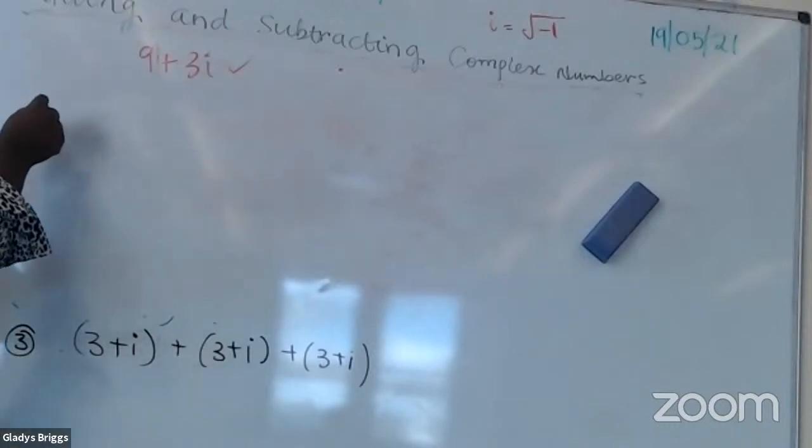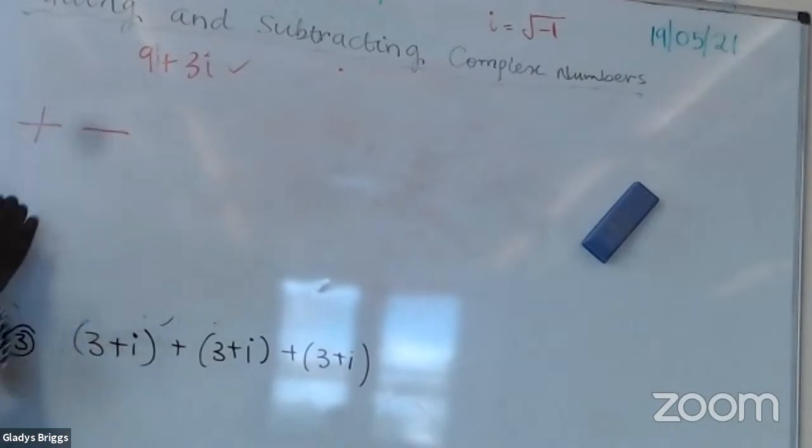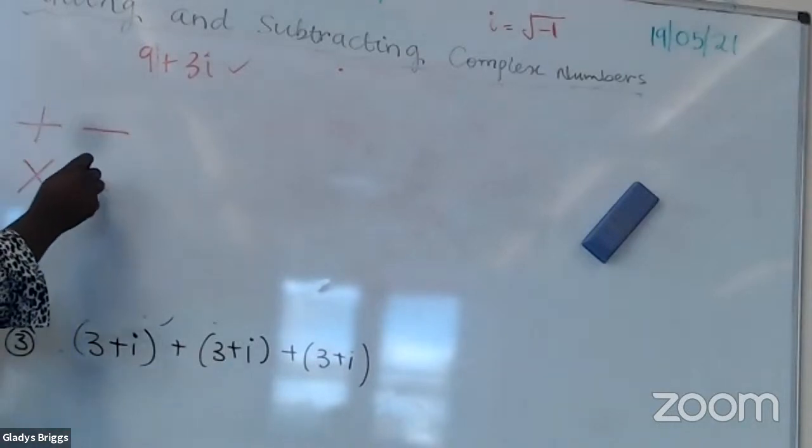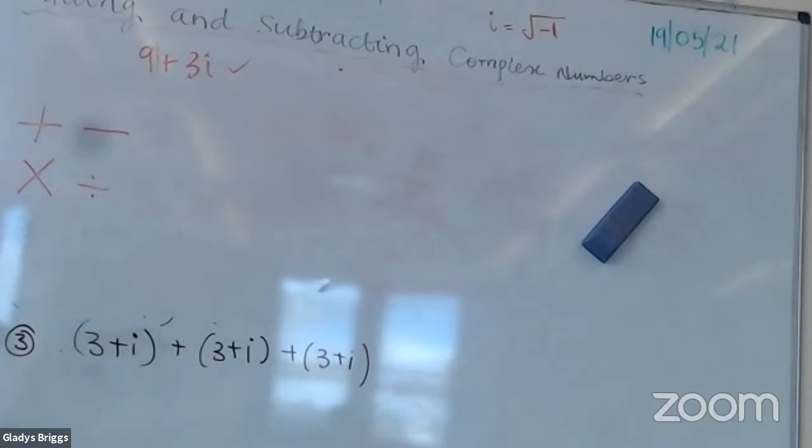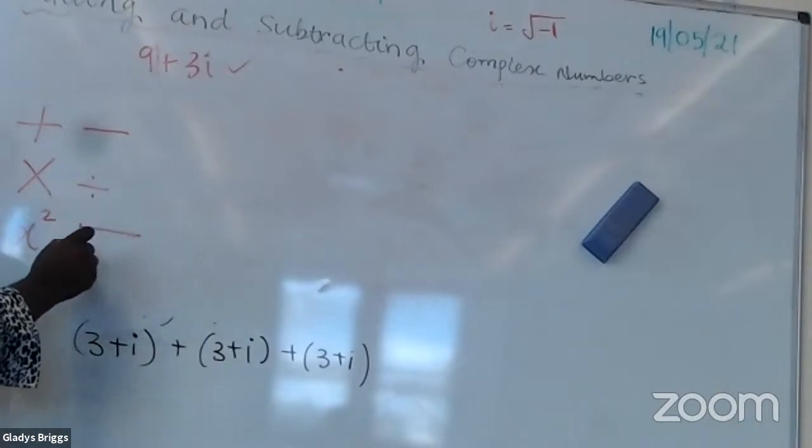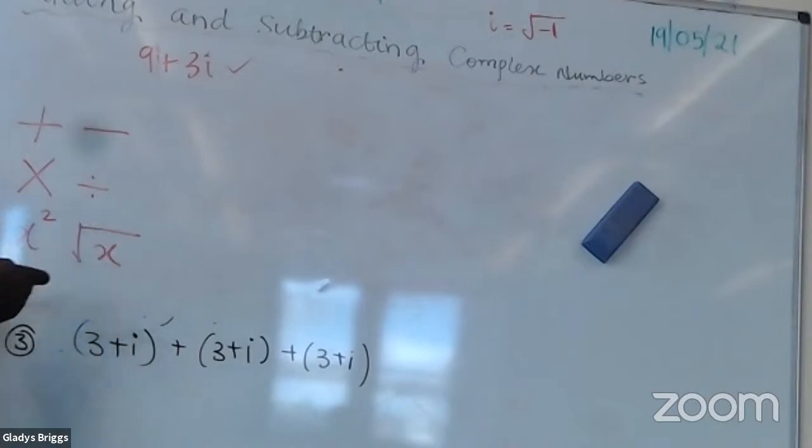So your science, you should know this one and this one and this one and this one. And of course you have the square and the square root. Yeah, those ones are also there, but they're not the arithmetic operators.